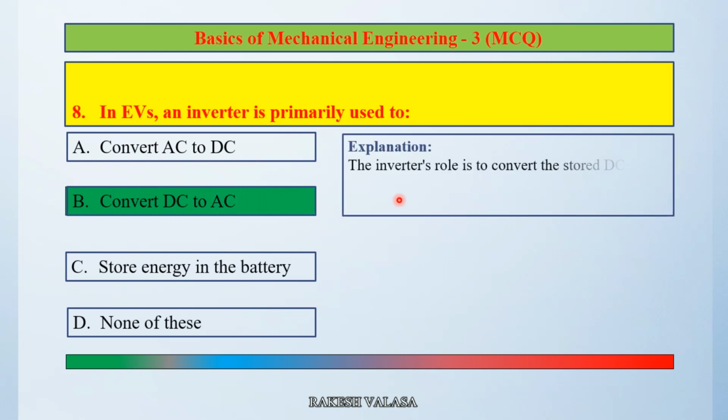The inverter's role is to convert the stored DC power from the battery into the AC power needed to drive the motor. So the correct answer is option B, convert DC power to AC power.